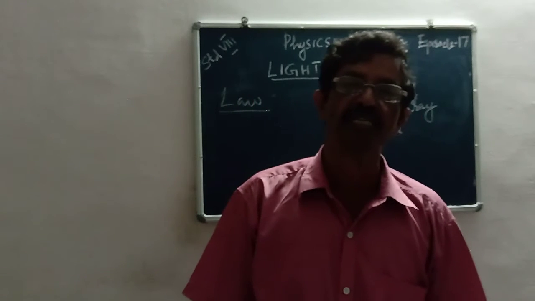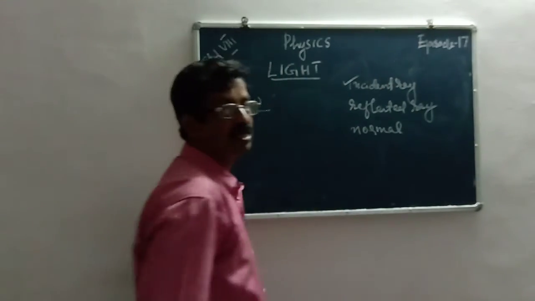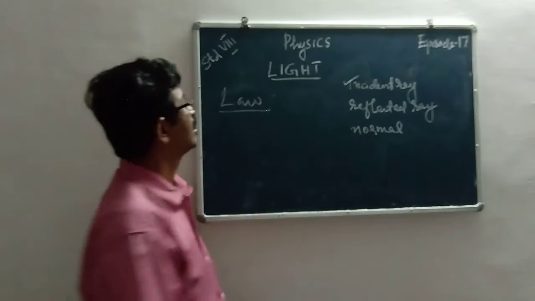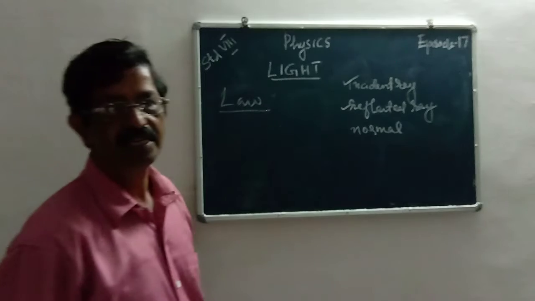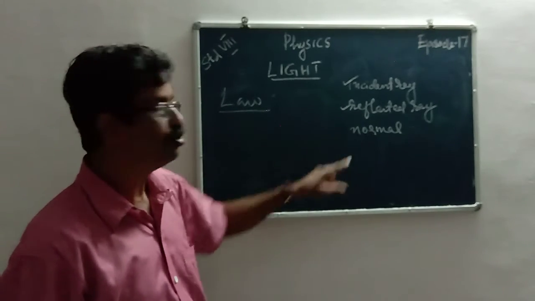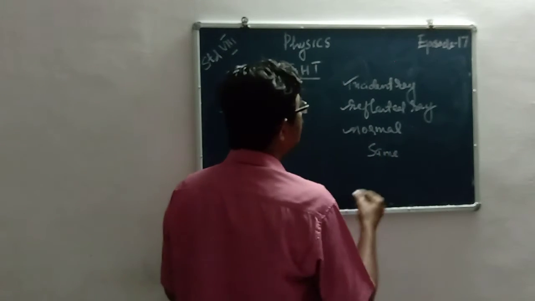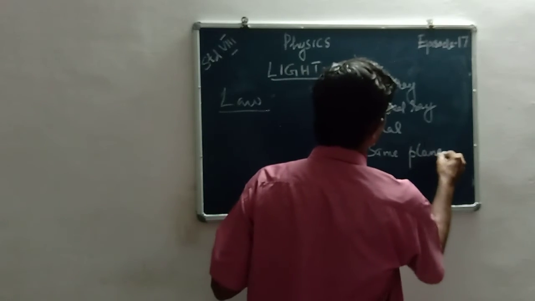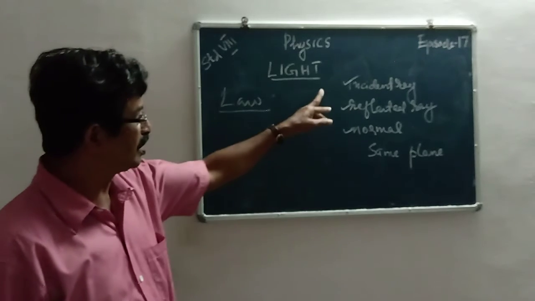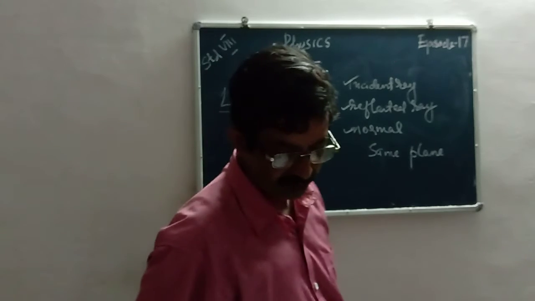The second one is about the incident ray, the reflected ray, and one more term, the normal. These are in the same plane. This is another law of reflection. That means the incident ray, reflected ray and normal all lie in the same plane.